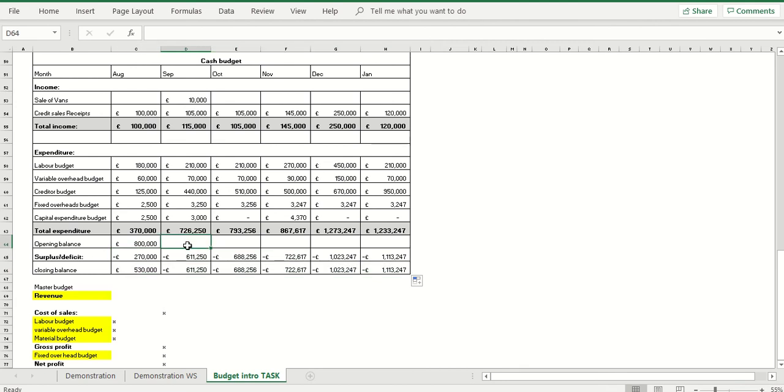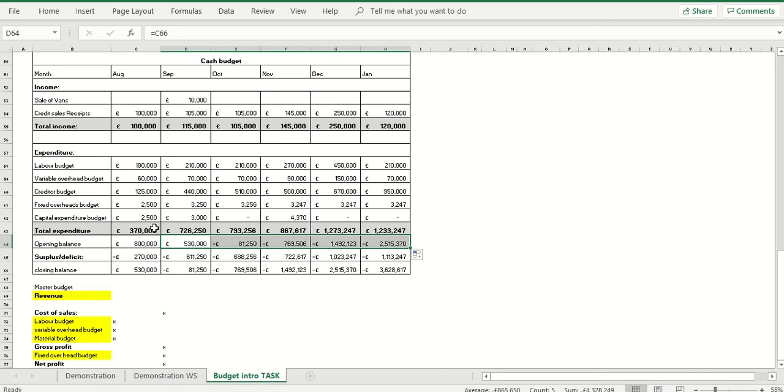But we also need to calculate the opening bank balance, and like with the other opening bank balance, it is the same as the closing bank balance from the previous month. So we can take that and we can drag that along again.